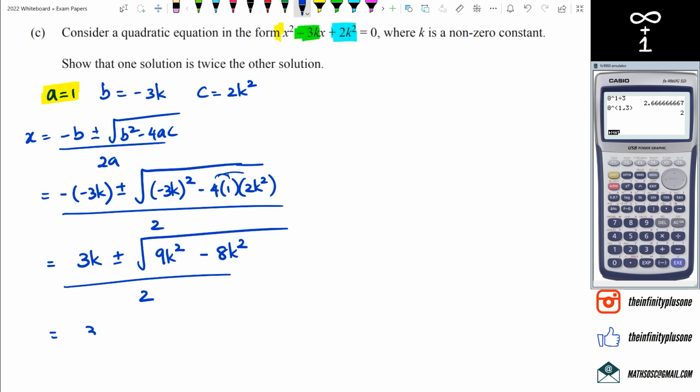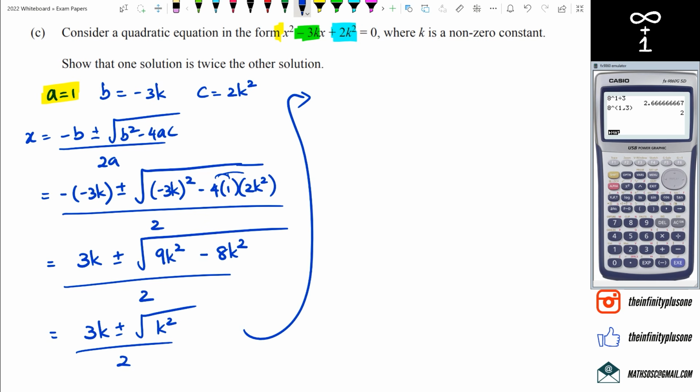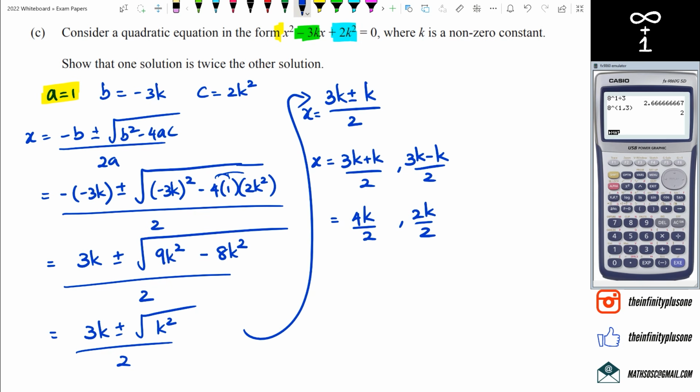So I can rewrite this now as 3k plus or minus square root of k squared over 2. Still carrying on, I've got 3k plus or minus k over 2. So this is what my two solutions are. My first solution is going to be 3k plus k over 2, and my second solution is going to be 3k minus k over 2. And when I do this, I am going to get 4k over 2 and 2k over 2. What have I got here? 4k over 2 is 2k, and 2k over 2 is k.